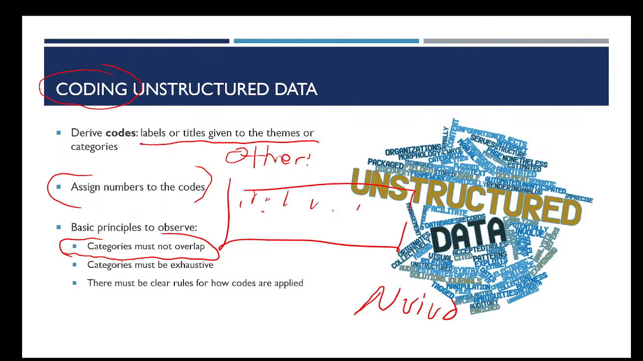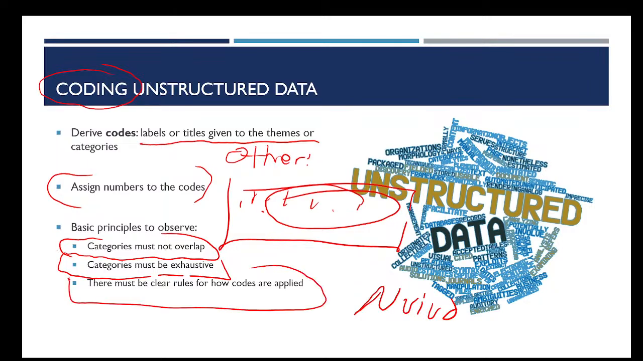Okay. At least in theory, the categories should be exhaustive, right? So there should be no statements that aren't covered by some kind of category. It should cover every theme that was talked about in your interviews or in your surveys. Anything that showed up in here, you should have a code for. So they should exhaust the data. And there have to be clear rules on how codes are applied.